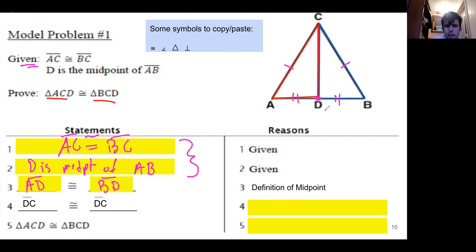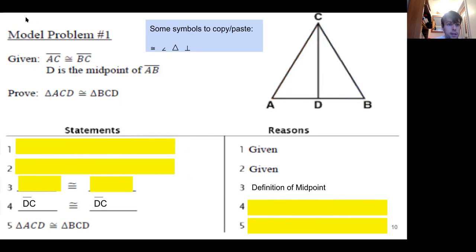Could name those differently, but that's the way I chose here. Next thing I see is DC is congruent to itself. Anytime something's congruent to itself, we're making use of what's called the reflexive property. Reflexive property of congruence, because we're talking about congruent, works for equal as well. And then we have a triangle congruent statement. So we need to figure out what theorem was used. In this case, it looks like it was side, side, side, because we have three congruent side pairs.